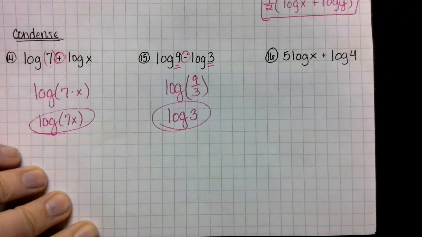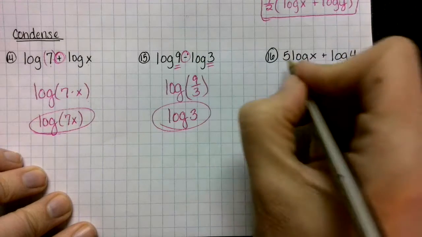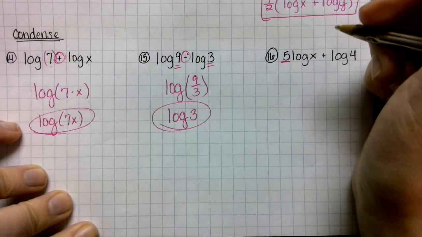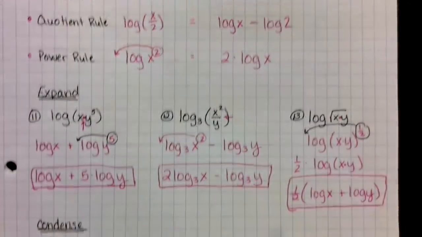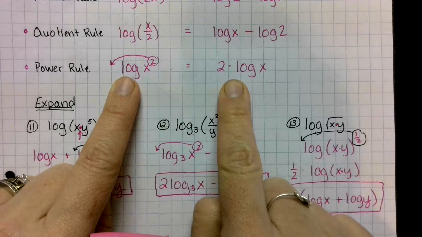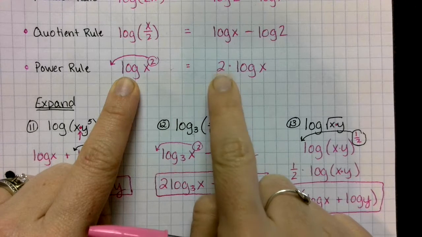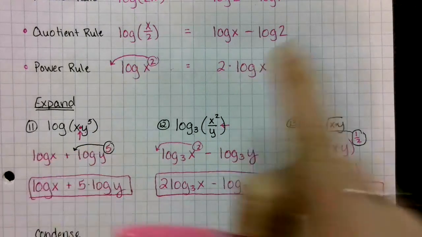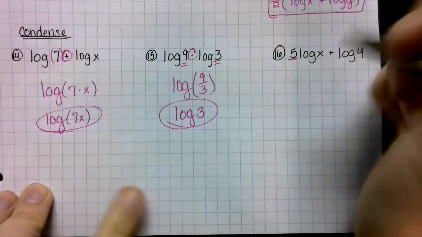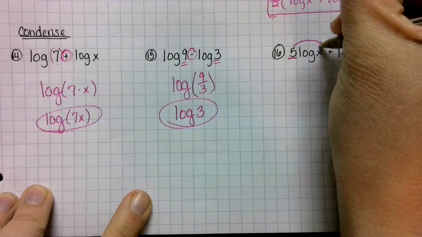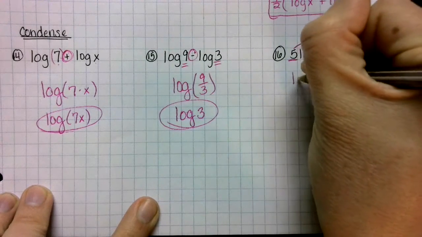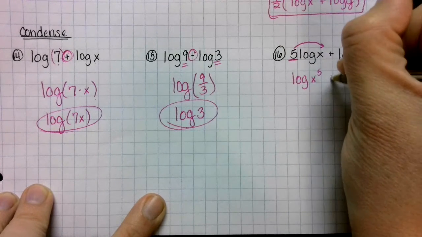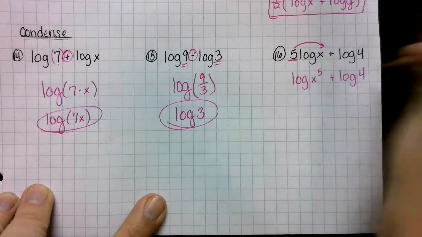And then on the last one, number 16, hopefully you notice what's different about this one, and that is the 5. So you need to deal with that first. And basically what that means is you need to do this power rule in reverse. So we need to take the 2 that was out on the front here, move it up and make it an exponent. So when I look down here, I've got this 5 on the front. So the first thing I want to do is make this an exponent. So I'm going to make this log of x to the 5th plus log of 4.